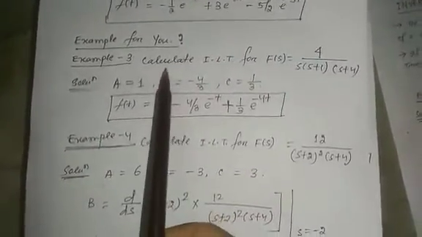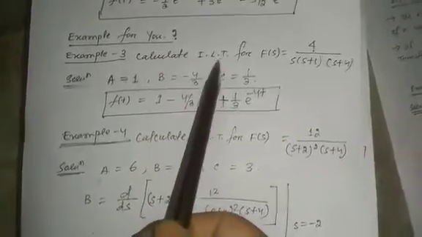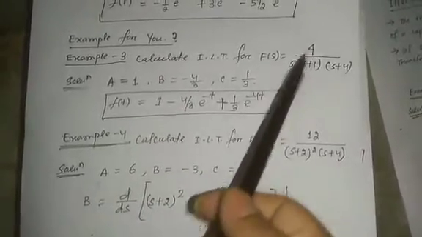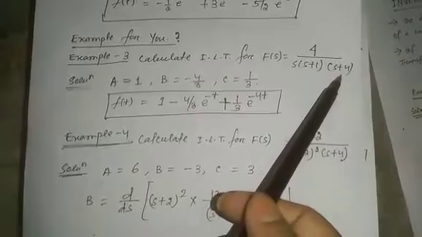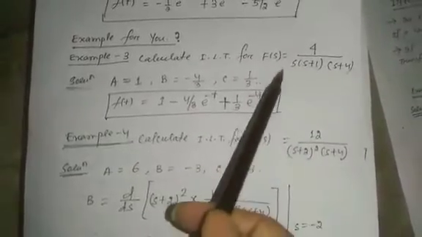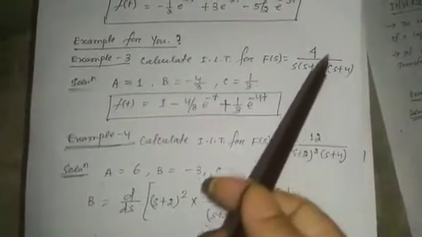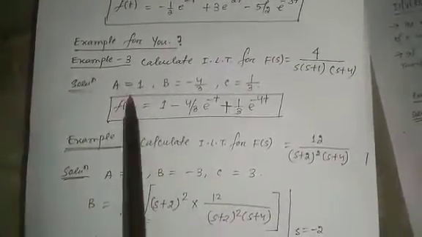Okay, here is example number 3, calculate the inverse Laplace transform for f of s is equal to 4 divided by s into s plus 1 into s plus 4. Same thing, you just write a divided by s plus b divided by s plus 1 plus c divided by s plus 4. Just like your previous two examples, you calculate a value, b value, c value.